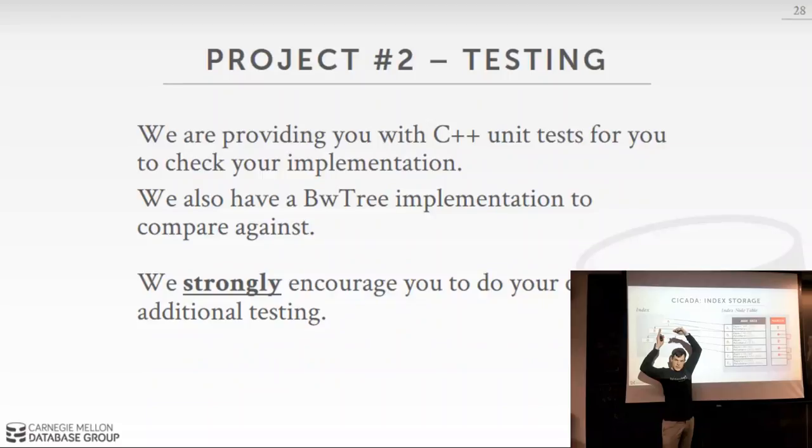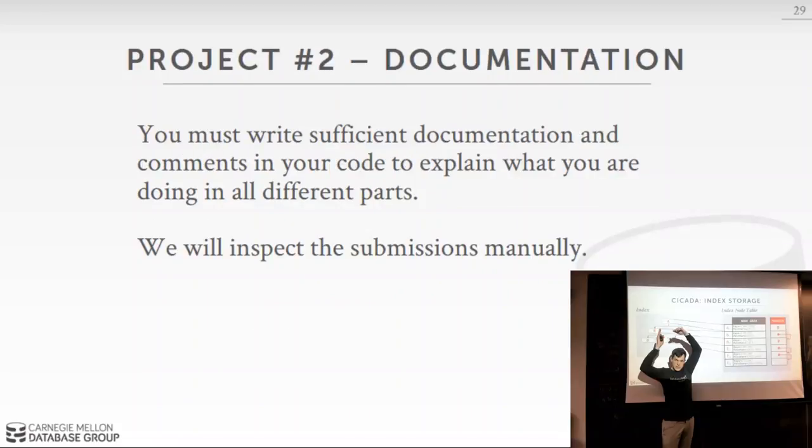All right, so again, we're gonna provide you C++ tests, and then you also have the BW-Tree to compare against. And just like in the first project, you're gonna want to extend the tests we provide you and do your additional testing. I think we do provide you multi-threading tests, but we're not gonna check all the different corner cases you have to deal with in your index. Okay?